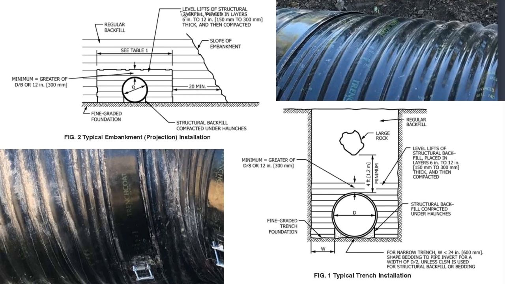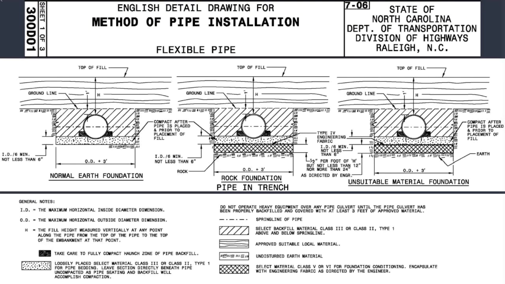Here we talk about lifts, 6 inches to 12-inch lifts during compaction. A large rock here is indicated in trench installation must be at least 4 feet above the pipe itself. So this eliminates the chance of any point loading on the structure. So now how does that go from 798 to standard drawings for DOTs, right?